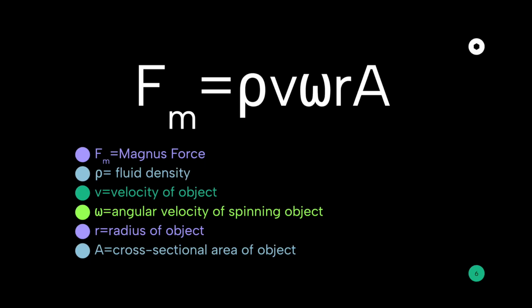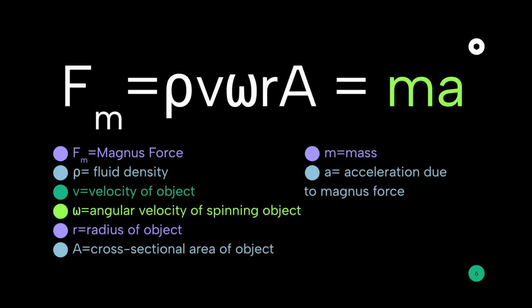To calculate the Magnus force in newtons, we can use the following equation, where rho is equal to the fluid density in kilograms per meters cubed, v is equal to the velocity of the object in meters per second, omega is the angular velocity of the spinning object in radians per second, r is the radius of the object in meters, and A is the cross-sectional area of the object in meters squared. And just like any other force, this equation is equal to the mass of the spinning object in kilograms times the acceleration due to the Magnus force in meters per second squared.